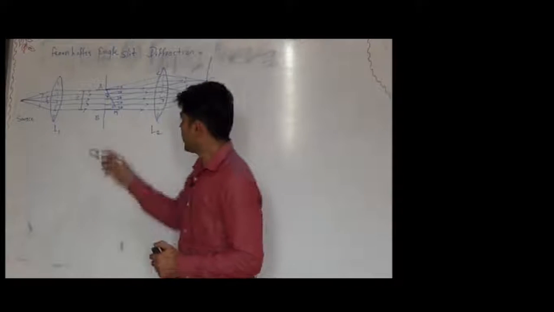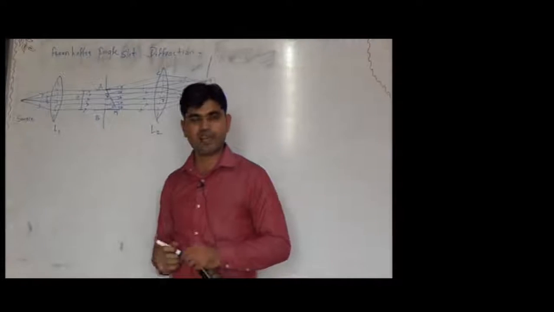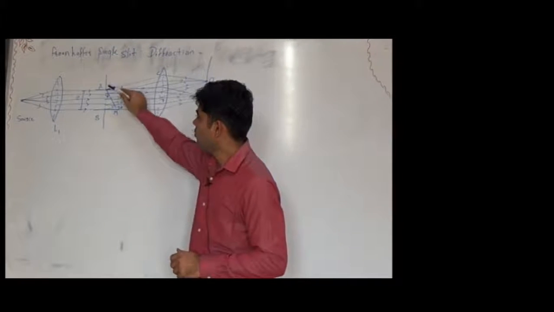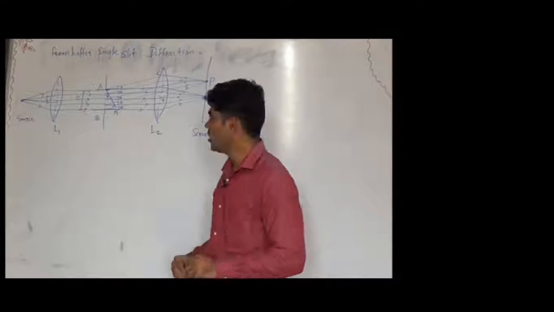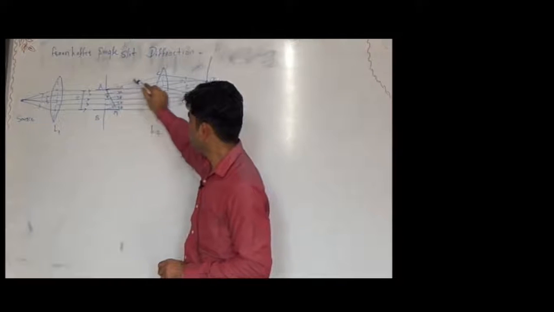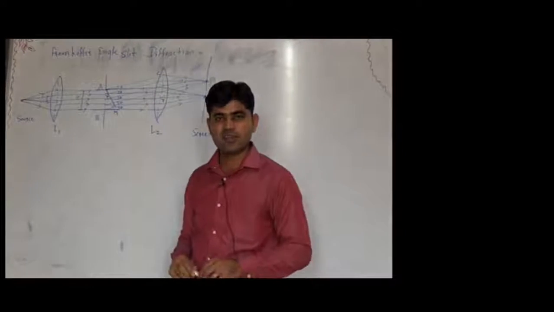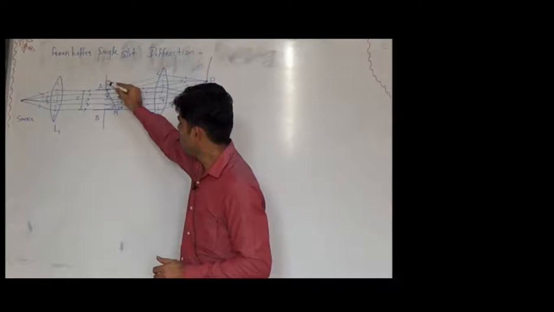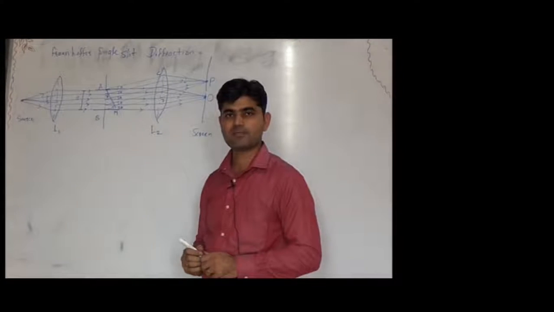See, in this diagram, A is the starting point and B is the end point of the scattered rays, because A is the starting edge and B is the ending edge of the slit. Therefore, we can say this is the starting diffracted ray and this is the end diffracted ray. So let us find the value for this path difference in between starting and end diffracted rays.